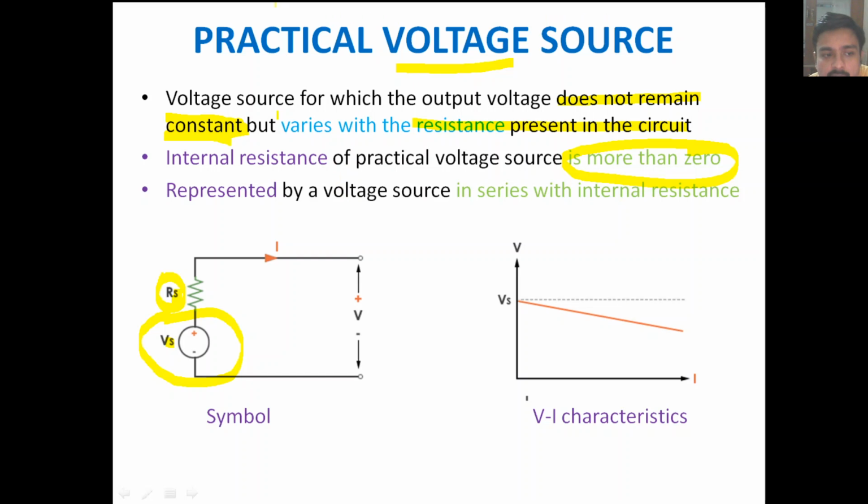And since we can see that there is a resistance, there will always be a voltage drop. So this voltage drop can be clearly seen from this graph, which is not constant along this line, but it decreases along this line. So the decrease in the voltage is because of this resistance Rs.